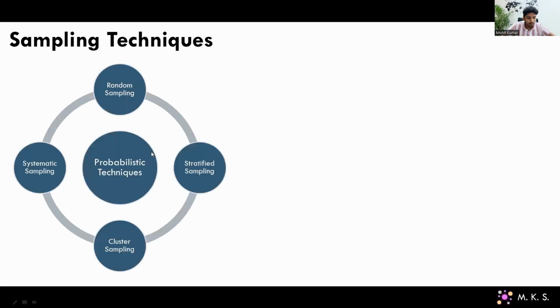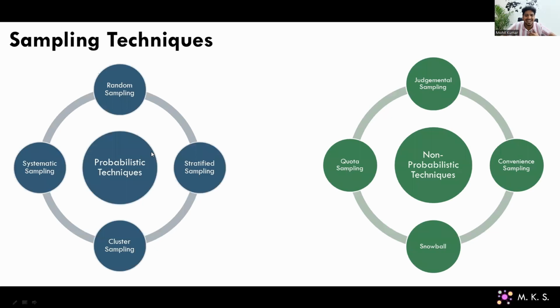All the sampling techniques which we have in statistics, we have divided into two categories. First one is probabilistic techniques and another one is non-probabilistic techniques. Under these two categories, we have multiple sub-techniques which we can use to extract a sample from the population. Which one to choose depends on a lot of factors. That will depend on the researcher or the statistician who is collecting the data as well.